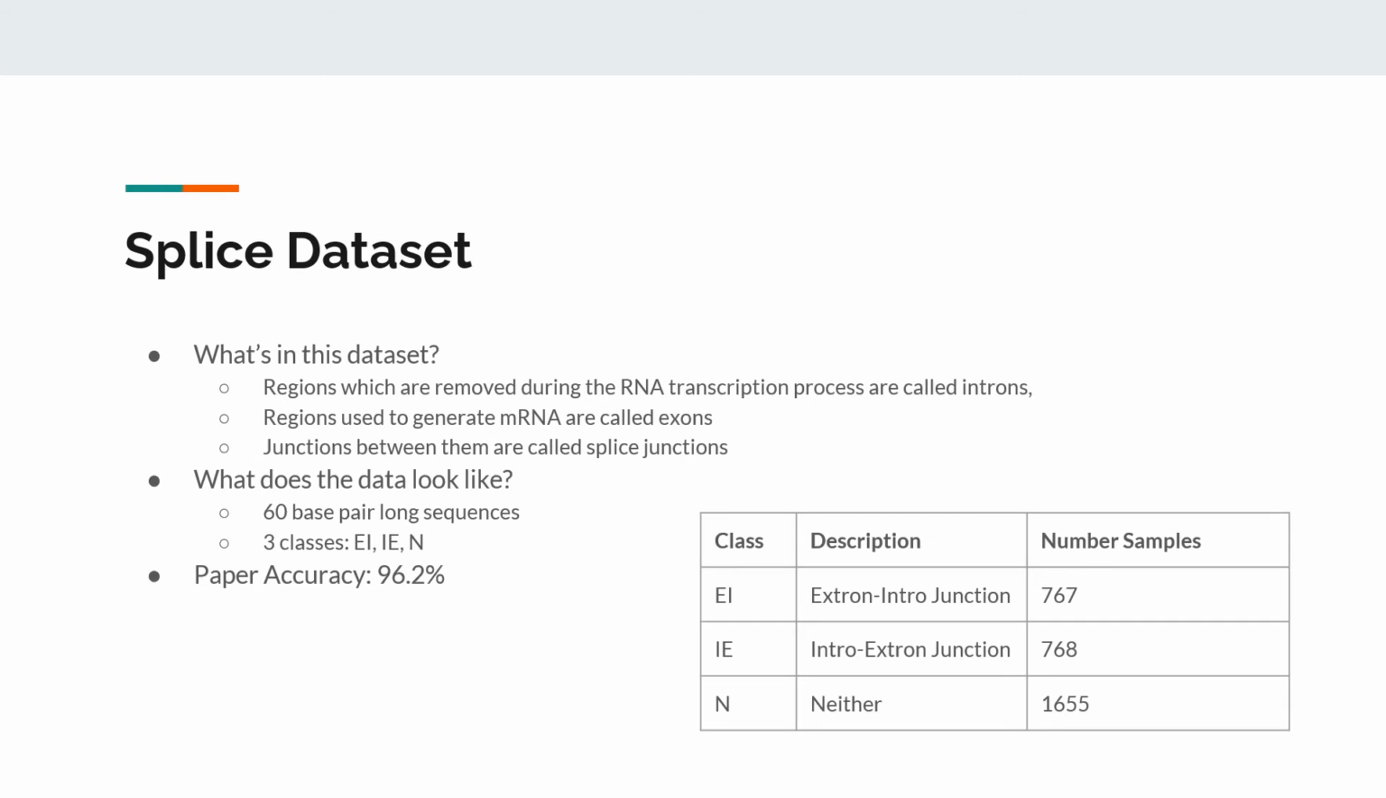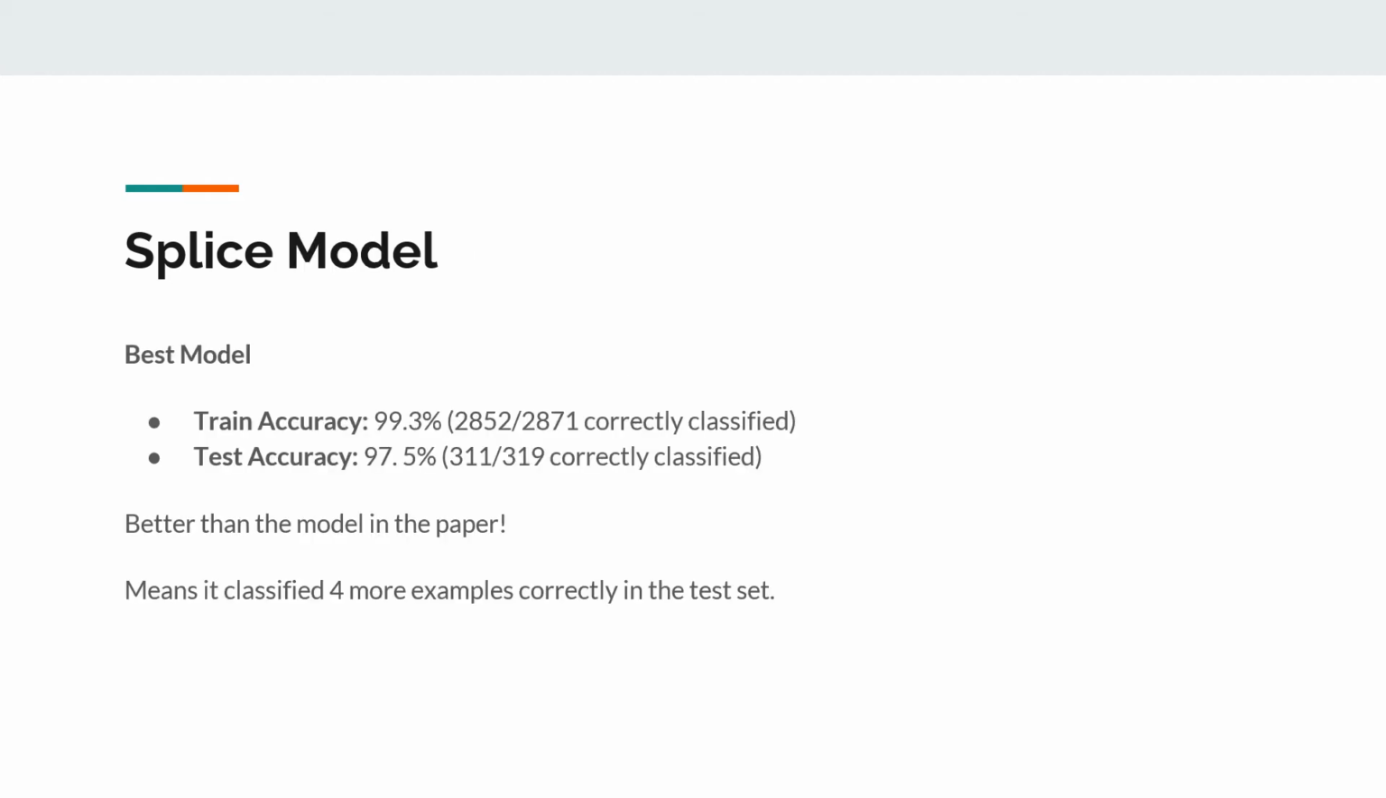The first dataset that I applied my network to is the Splice Dataset, which contains sequences that are 60 base pairs long and belong to one of three classes. There are over 700 samples for each of the first two classes and over 1,600 samples for the last class. The paper achieved an accuracy of 96.2% for this dataset. My model had a test accuracy of 97.5%, which is better than the model in the paper. This means it classified 4 more examples correctly in the test set, which isn't a lot, but that's still kind of cool.